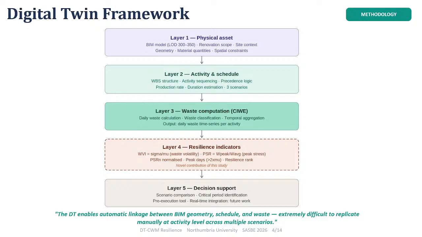The third layer is about waste quantification, in which we use the quantities extracted from the BIM model plus the expansion coefficient to calculate the real volume of the waste based on different types of materials. We then use the daily waste generated from the third layer to quantify the resilience indicators, the Waste Volatility Index and the Peak Stress Ratio. Finally, we have developed a decision support tool that enables automatic linkage between BIM geometry, schedule, and waste, which is difficult to replicate manually at activity level across different renovation scenarios.